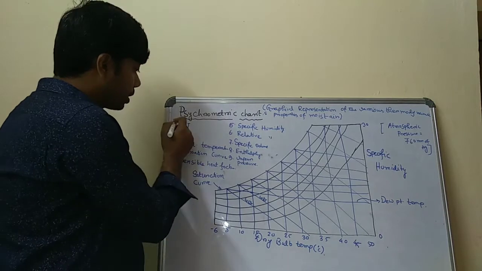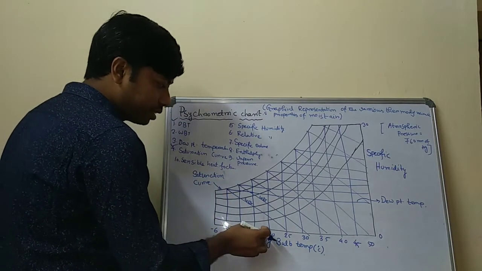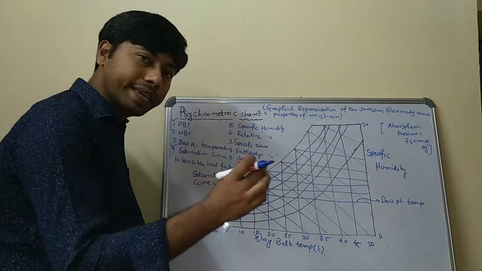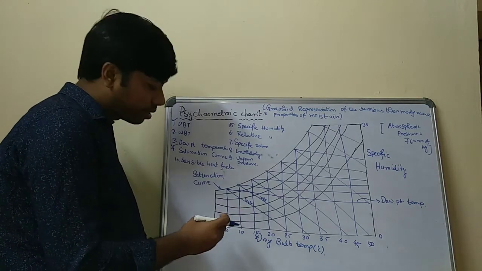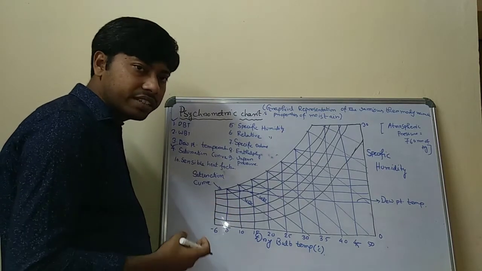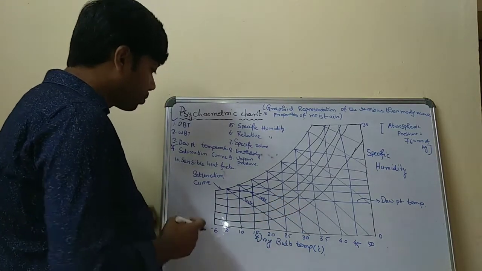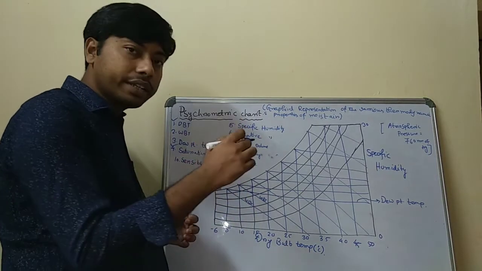Now, the dry bulb temperature and saturation curve. So this is your dry bulb temperature, which is basically vertical and uniformly spaced, and the temperature range in a psychrometric chart is either -6 or 10 degrees Celsius up to around 45 to 50 degrees Celsius. And when you draw the vertical line, they meet a particular point on a saturation curve.